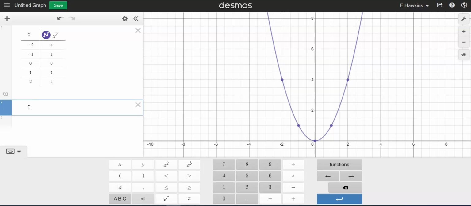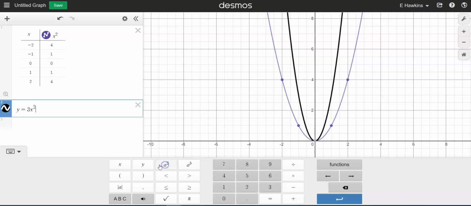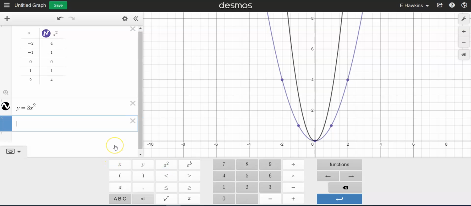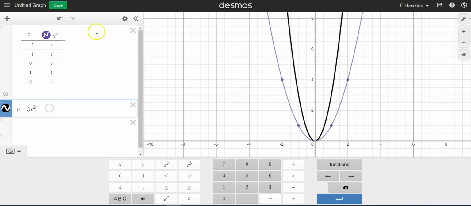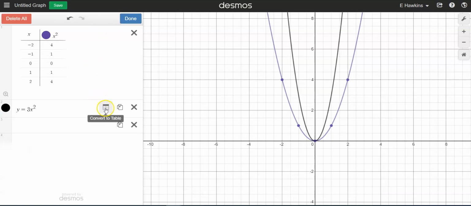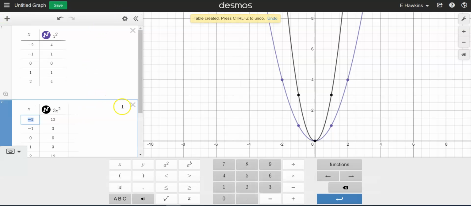So I'm going to put a second equation in, y equals, let's start with 3x squared. And we see that's a stretch, so it's not as wide, it's slimmer. Okay. So let's see if we can make a table with this one as well.